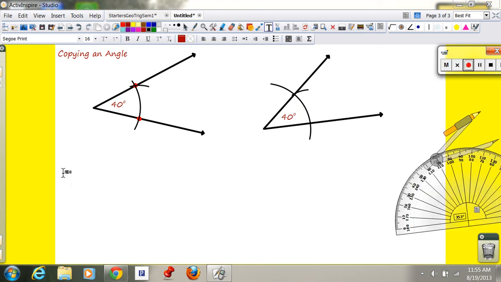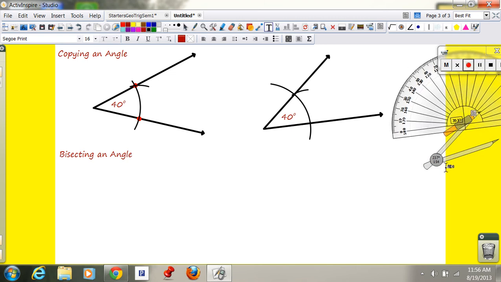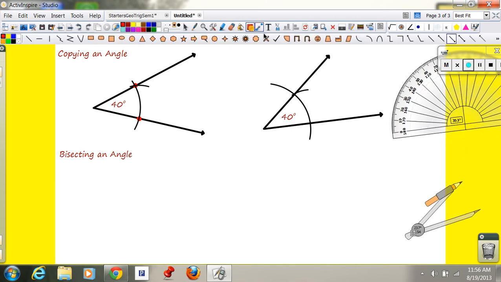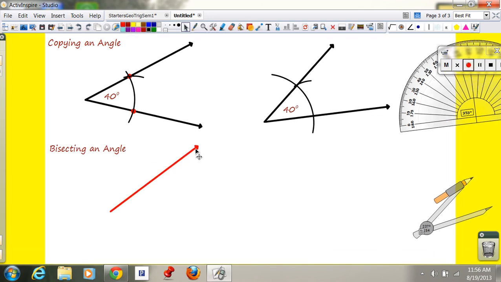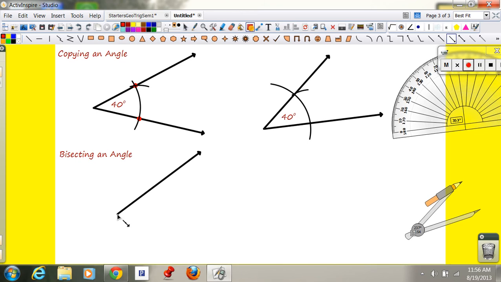The last one is called bisecting an angle. Do you remember what bisect means? I told you a little bit ago with perpendicular bisector. What does bisect mean again? Cut in half. So we want to cut an angle in half. So first thing we're going to need to do is draw an angle. Now make this one a little wider. Not longer. You don't have to make the lines long. You can if you want to. You've got room. But we want to make it a little wider so it's a little bit easier to see the bisecting parts this time.